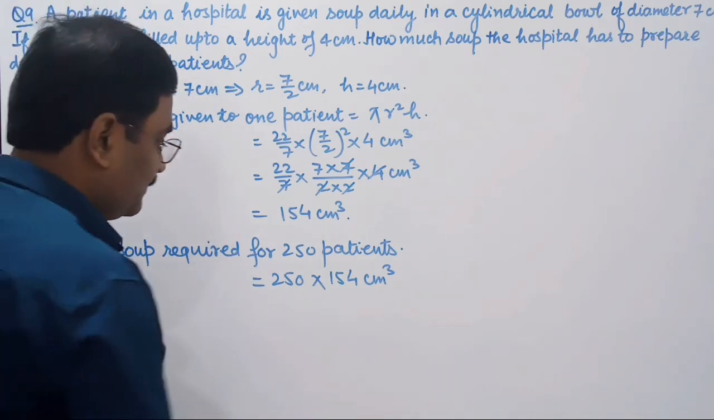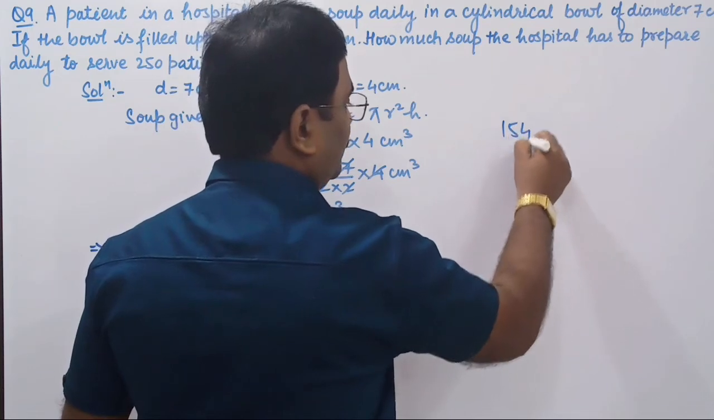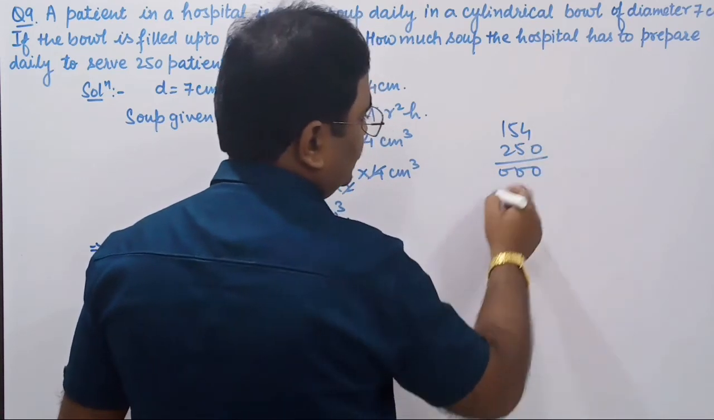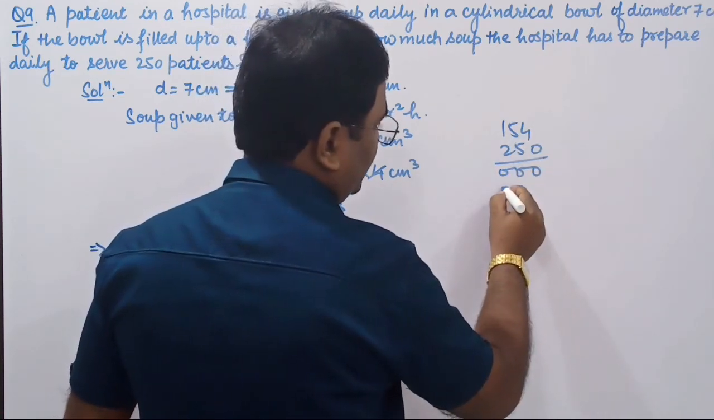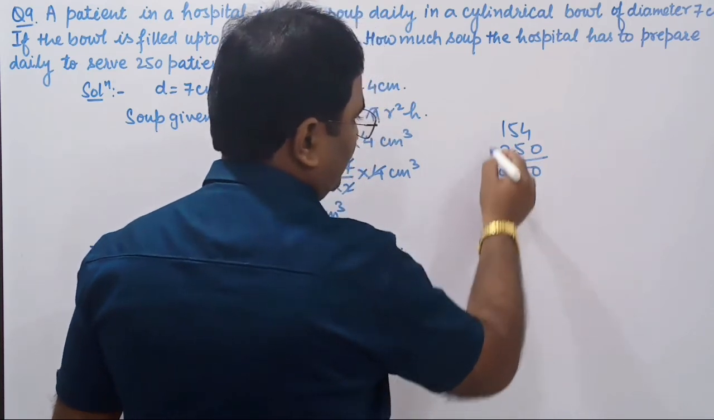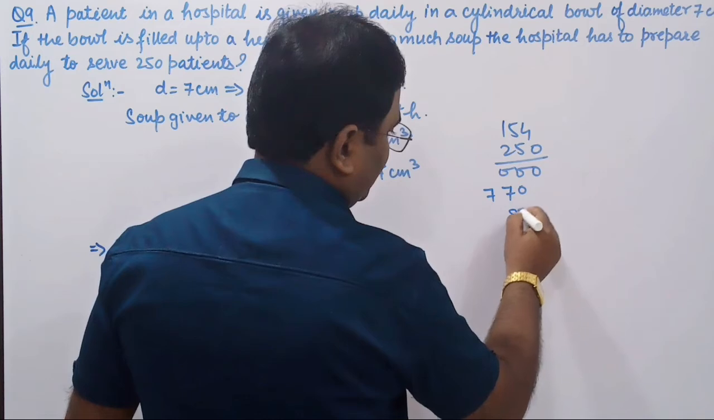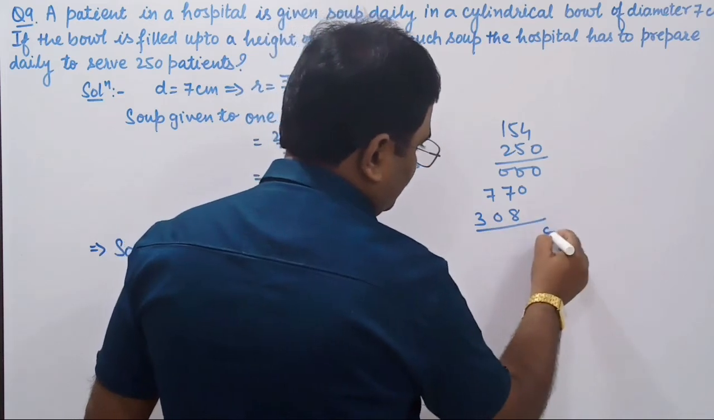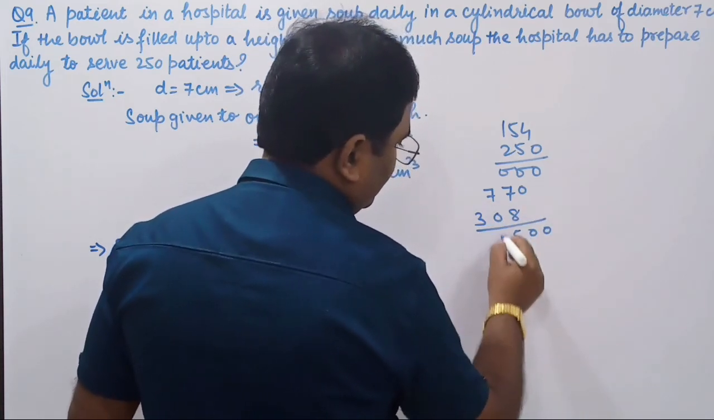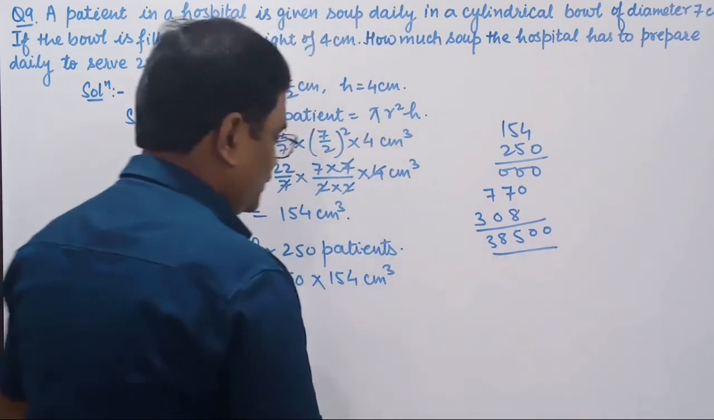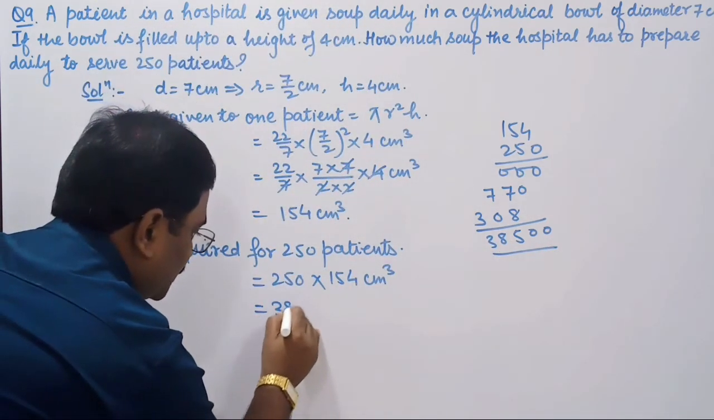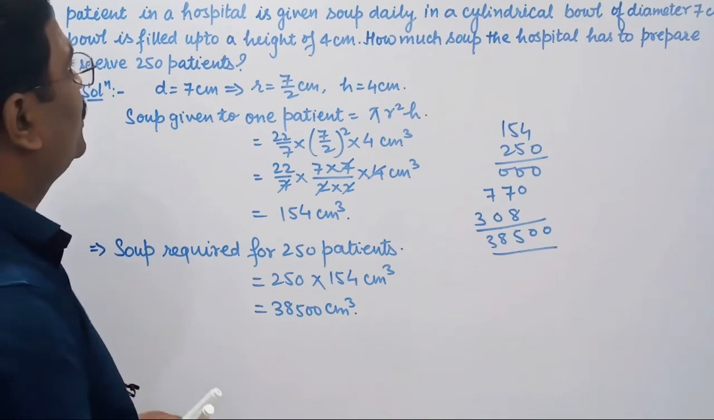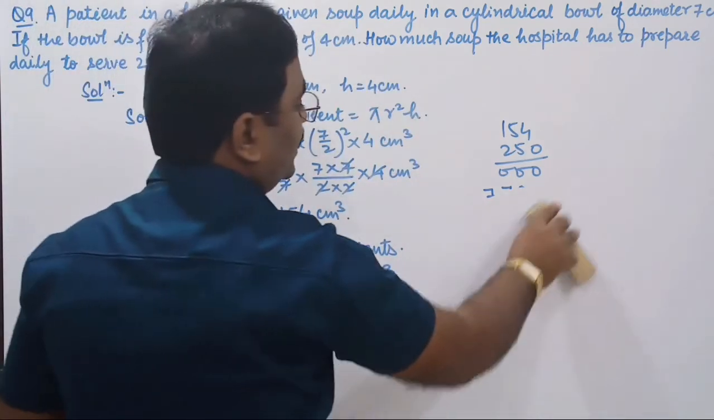So let's simplify it. 154 multiplied by 250. 5 4s are 20, 5 5s are 25, plus 2 is 27, 5 and the 5 to 7, 2 4s are 8, 2 5s are 10, 2 and the 2, 1 3, 0 0, 8 7 15, 7 1 8, means 38,500 cubic centimeter of soup is given to the 250 patients.